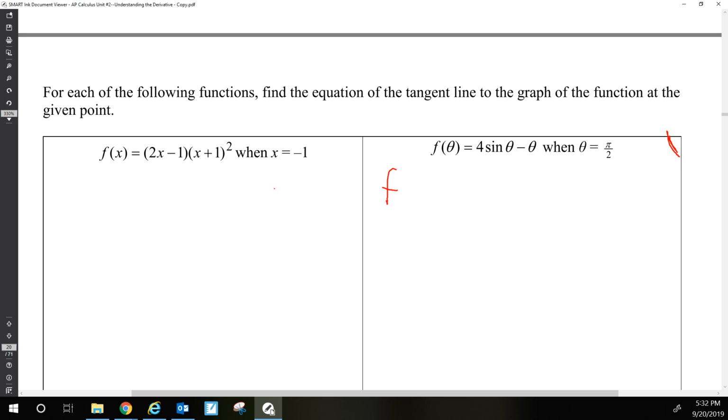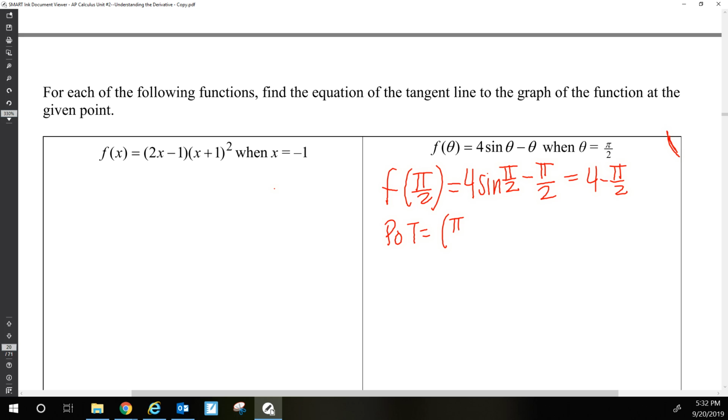So first let's find out when theta is pi over 2, what is our point? So I've got 4 sine pi over 2 minus pi over 2. And sine of pi over 2 is 1, so this is really just 4 minus pi over 2. So the point on the tangent line is going to be pi over 2. My y value is 4 minus pi over 2.